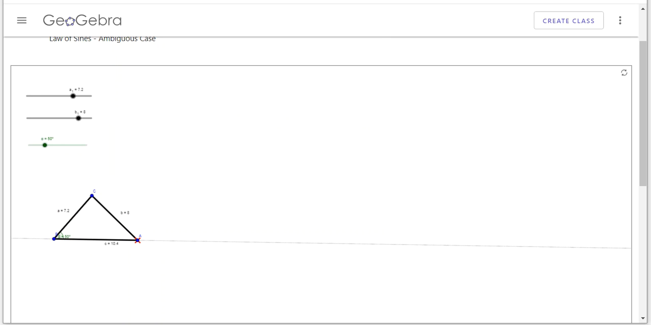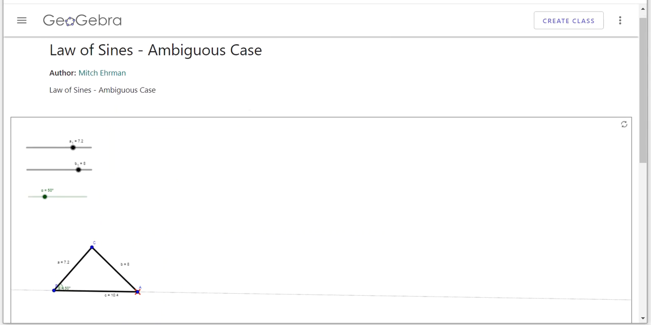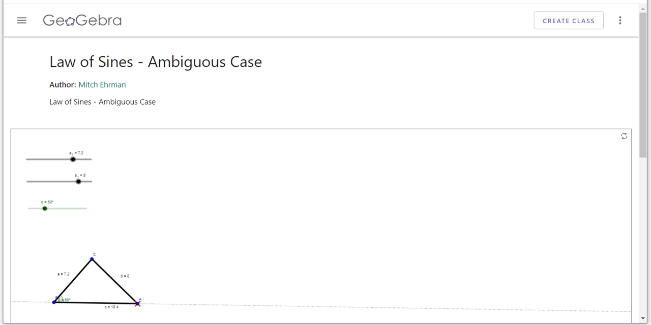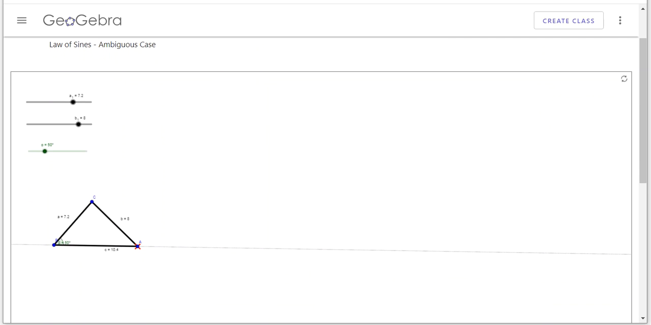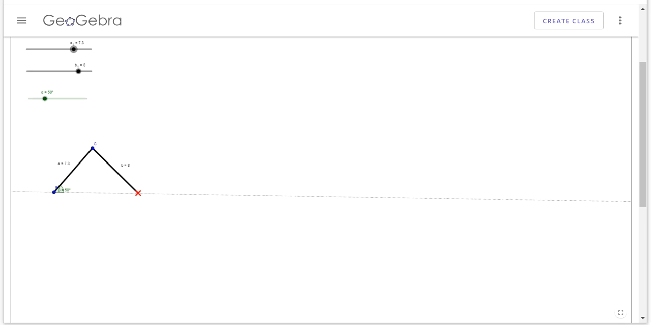So here's a diagram, and hopefully you can see it on your screen. This website's not really responding well while I'm trying to record it, but it's meant to help you visualize the ambiguous case of the law of sines. I'm going to extend the length of one of these sides by using this slider here. So hopefully you can see that the side length on this side of the triangle has extended.